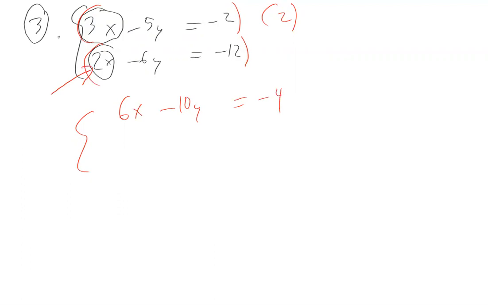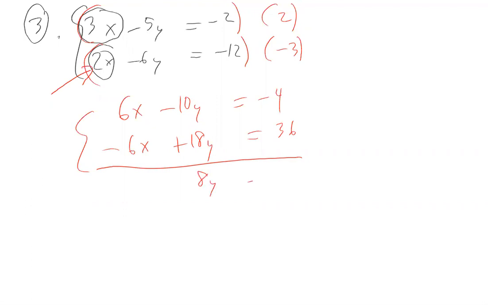So in order to make 2x into negative 6, I could multiply it by negative 3. So if I multiply the bottom equation by negative 3, I will get negative 6x plus 18y equals 36. Now I've done the addition method, so the next step is adding it together. So 6x plus negative 6x is nothing. Negative 10y plus 18y leaves us with 8y. And then negative 4 plus 36 leaves us with 32.